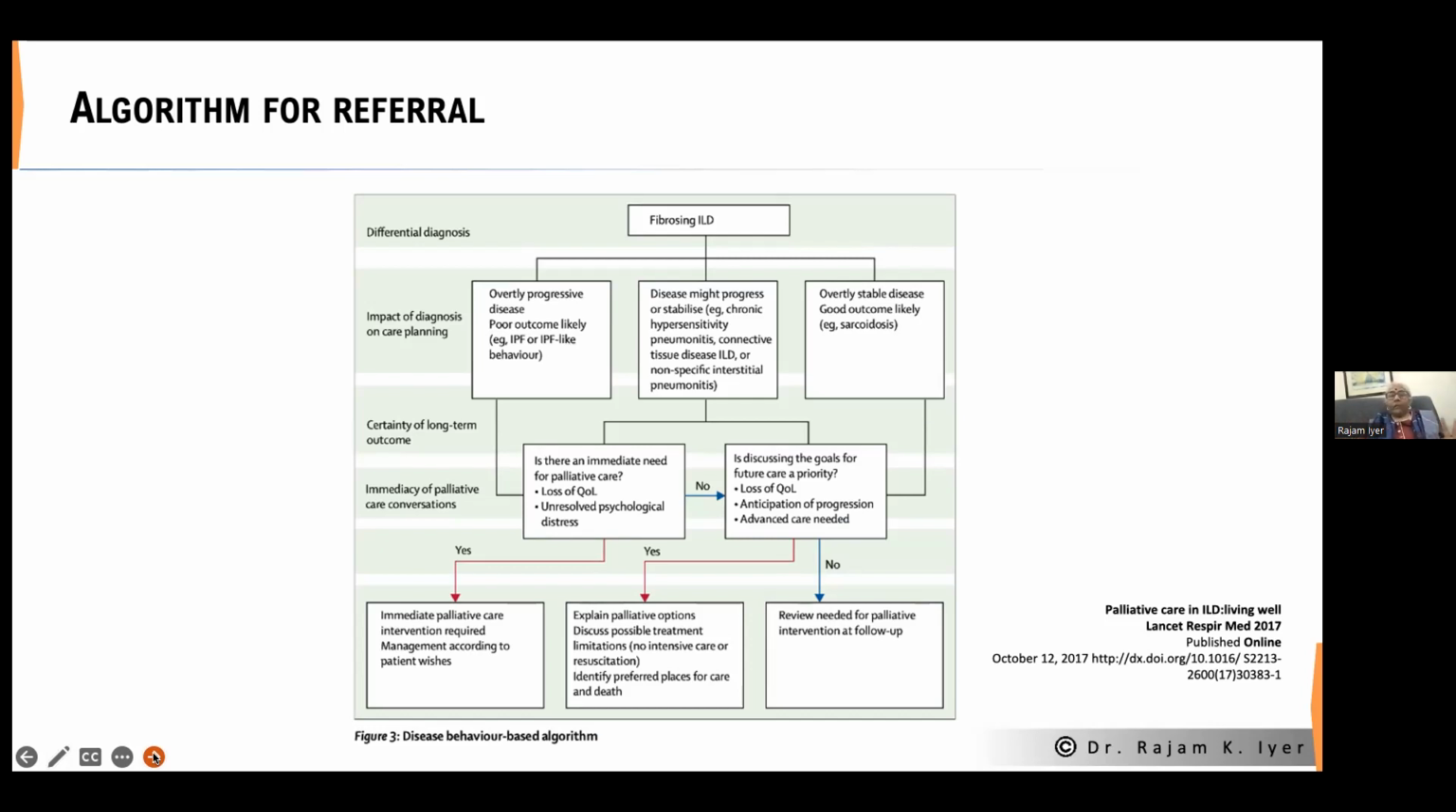It's a good algorithm to follow in interstitial lung disease, which has a fibrosing or a rapidly progressive course, which we call idiopathic pulmonary fibrosis or IPF, which is the reason why we lost a lot of patients in COVID, because we don't know what hit them and their lungs really went into rapid fibrosis.